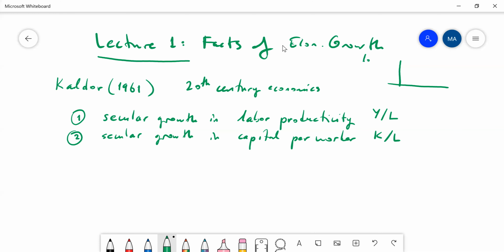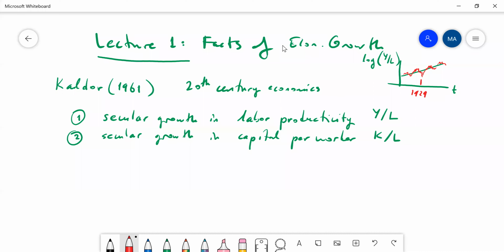So if you imagine drawing some figures, suppose that this is natural logarithm of Y over L, you observe something like this. Of course there is some fluctuation, because of, for instance, this is, let's say, the crisis, the Great Depression. But in the long run, if you forget about these short-run fluctuations, then there is this secular growth, and the same is true for this variable.